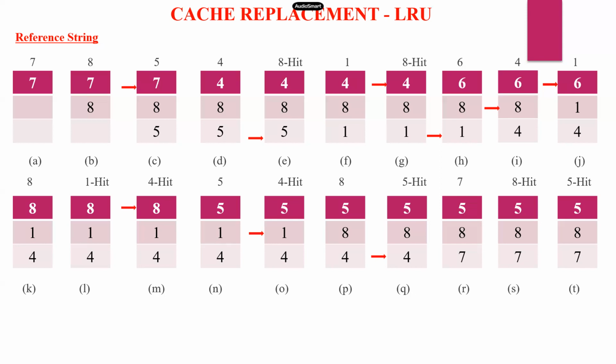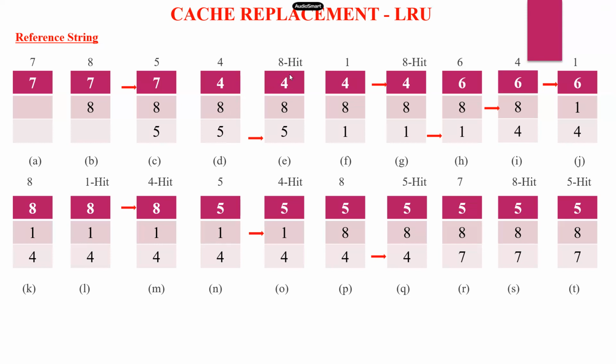So which one will be replaced? 7, 8, 5. The 7 has not been used for the longest period of time. So whenever new data arrives, with the help of the LRU technique, the oldest data will be replaced. With respect to this example, when the new string 4 comes, the 7 will be replaced. So instead of 7, the 4 will be placed. So 4, 8, 5. The 4 is recently used and the 5 also recently used, and the least recently used is 8.